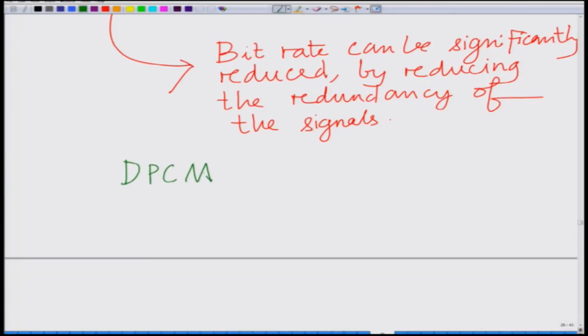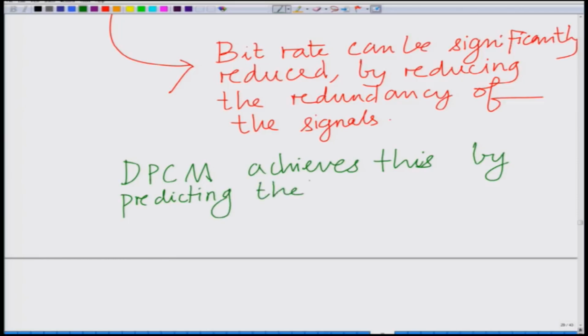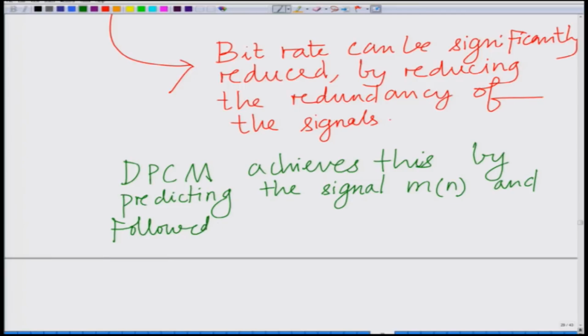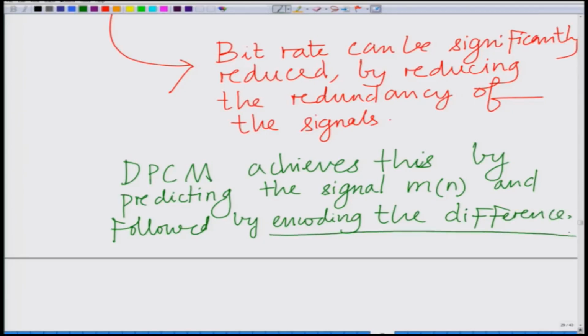DPCM achieves this, or reduces the redundancy, by predicting the signal sample Mn, followed by encoding the difference. That is the differential modulation aspect.